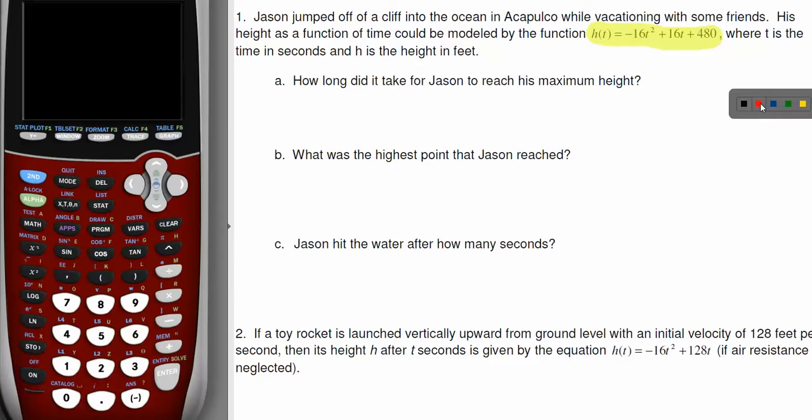And we just need to identify our terms. So we're going to have negative 16 is A, positive 16 is B, and 480 is C. So we'll keep that in mind. Now, how long does it take for Jason to reach his maximum height? So maximum height, remember, is done by finding the axis of symmetry. And the axis of symmetry is found at negative B over 2A.